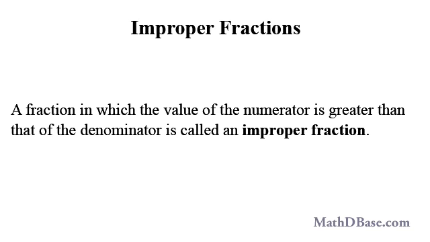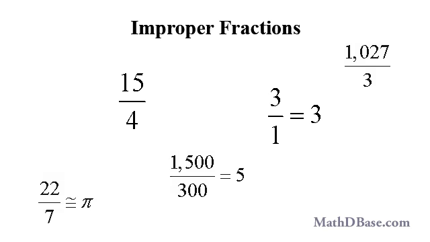A fraction in which the value of the numerator is greater than that of the denominator is called an improper fraction and represents more than one whole unit. For example, 15/4 and 3/1 are both improper fractions.